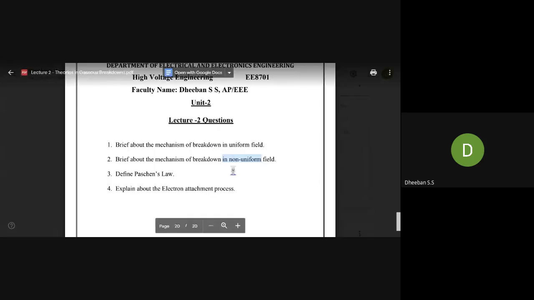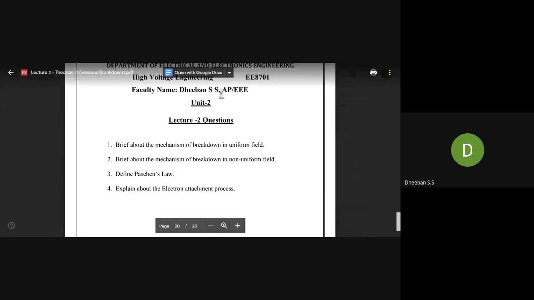Okay, so after that they will be asking what is Paschen's law in 2 marks, and they might be asking to explain the electron attachment process. So that will also come under 2 marks. Okay, so that's all with respect to today's lecture.